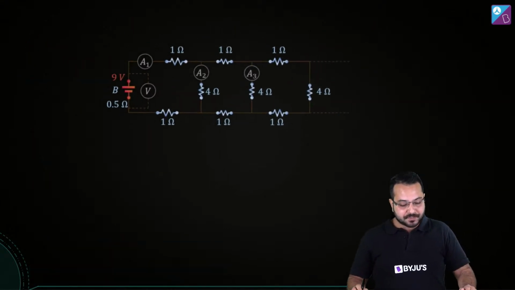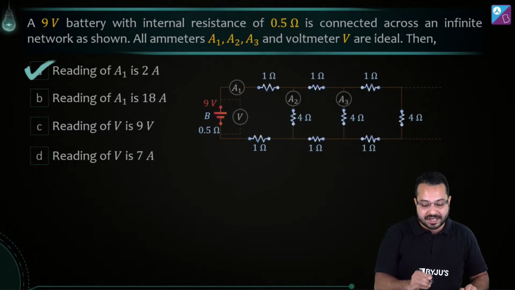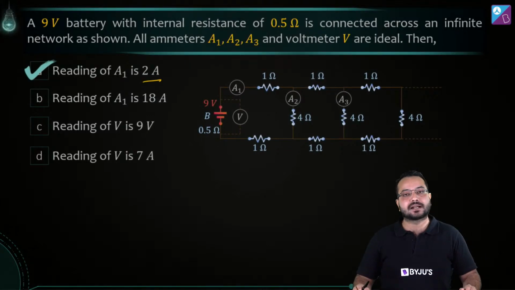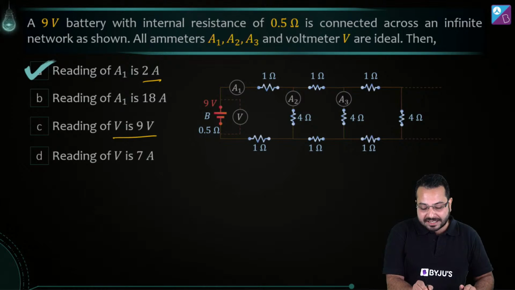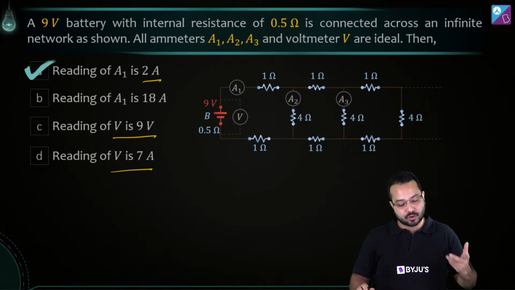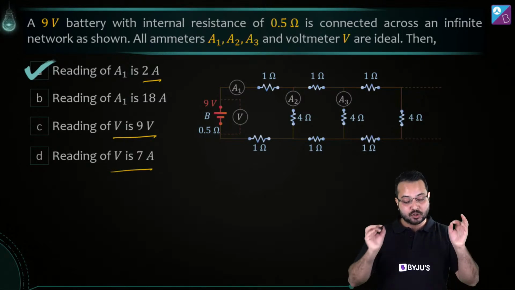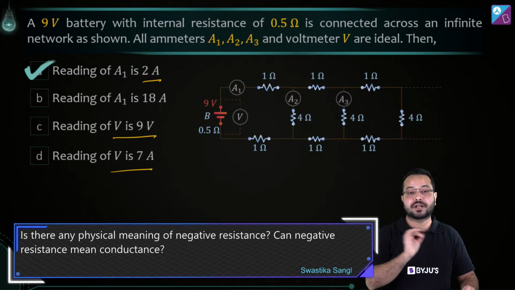So let's look at the options. The reading of A1 is 2 ampere, that is absolutely right, but we don't have any option for V equal to 8 volt, so none of those options are going to be correct. So option A is going to be the right option.